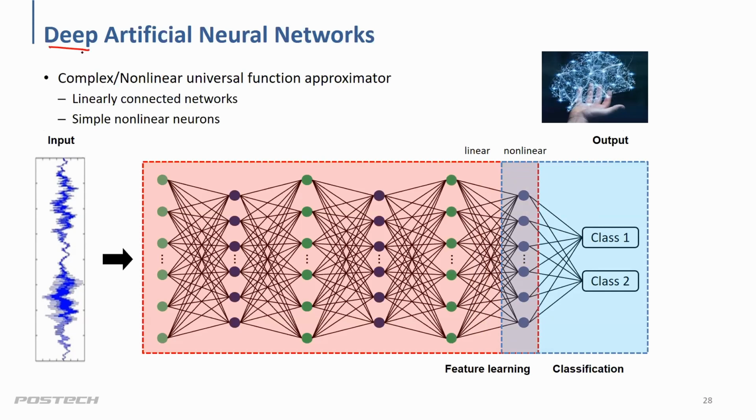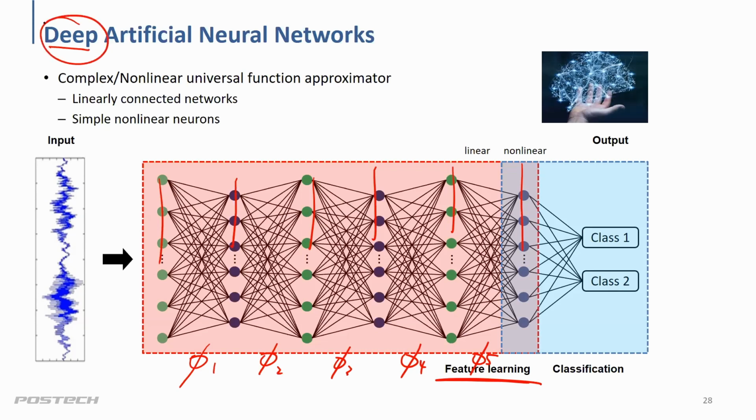Now this is a deep artificial neural net, which means the number of layers is very deep. So instead of having one nonlinear function, you have many nonlinear functions. That means we have a higher capability to represent very complicated feature behaviors. That's how the name "deep" comes about.